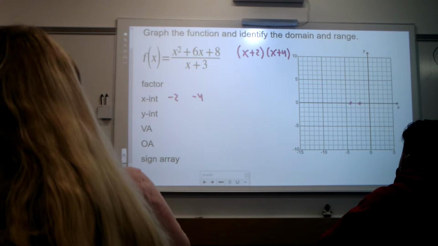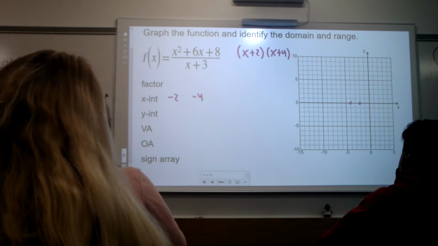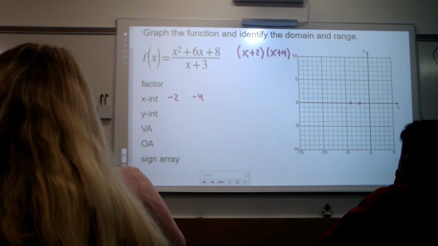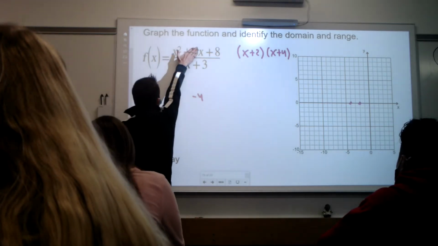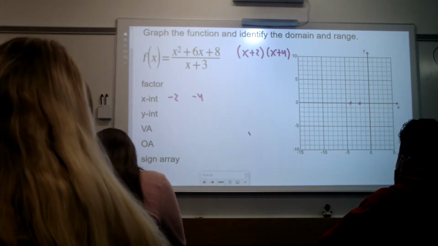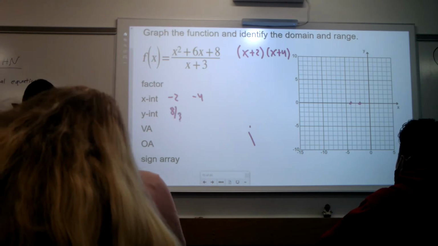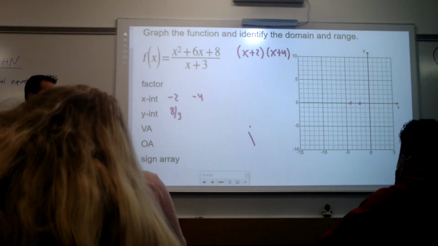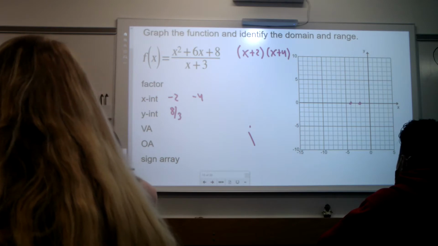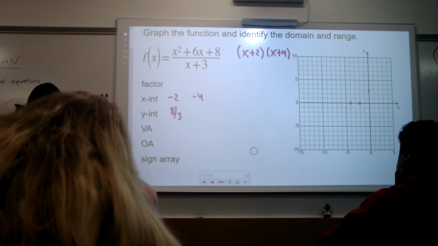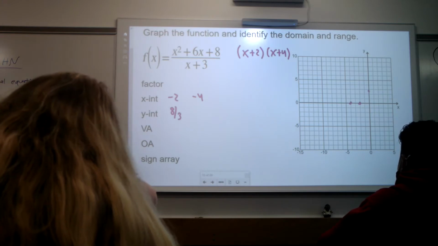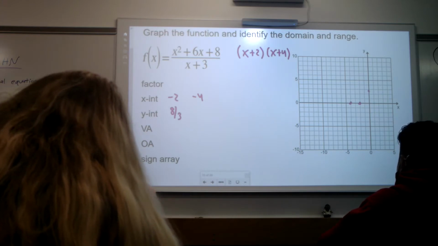Okay, let's go to Chloe. Tell me something else, Chloe. Awesome. So cover the x's, 8/3. And what is that? That's like 2 2/3. So I'll come up here and go to 1, 2, and about 2/3. There's our y-intercept. Okay, cool. So we've got our intercepts down now.